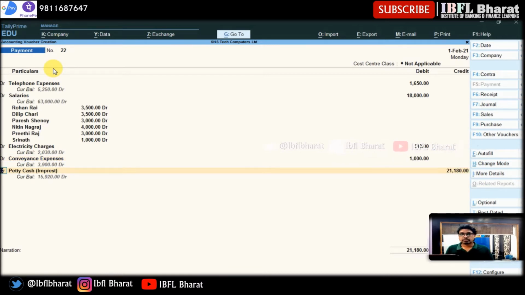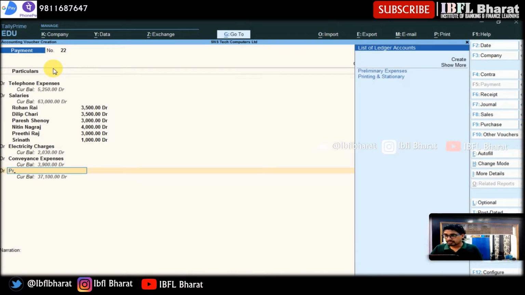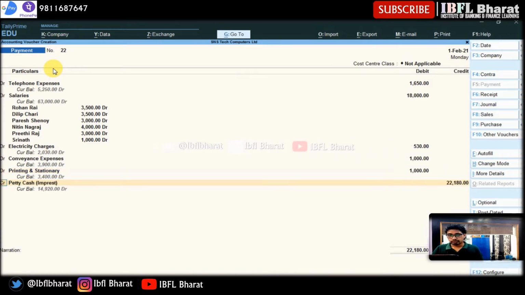Next is rent expense, but we will not take rent here because we have to take the rent transaction in a separate voucher, because we are taking a cost center class for this, so that it can get bifurcated accordingly, and so we are skipping this entry. Next transaction is of printing and stationery. We are having ledger printing and stationery amounting to 1,000 rupees incurred in the month of January.